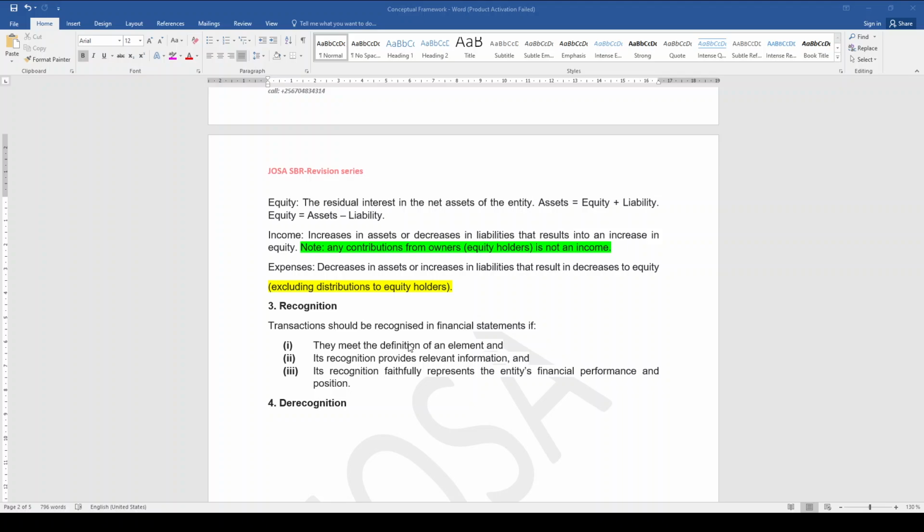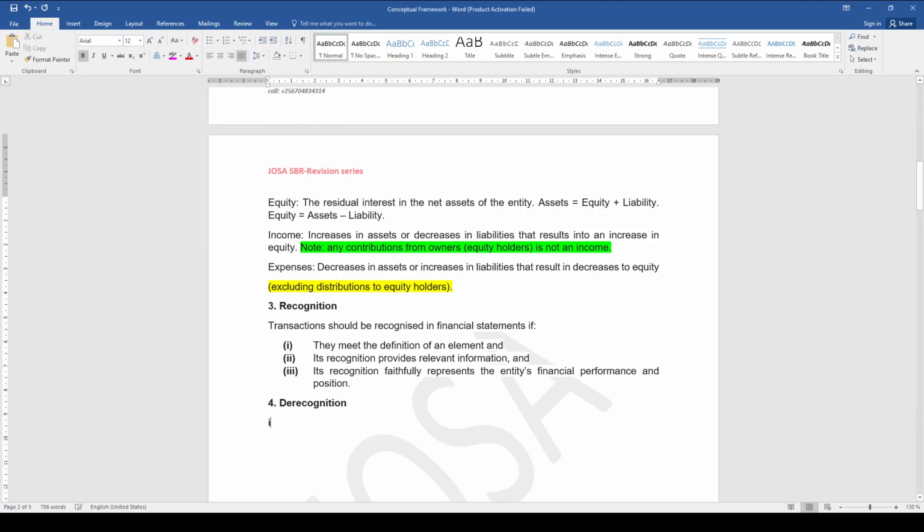If it's no longer controlled by the entity. Perfect. Once you have no control over that vehicle, maybe you've sold it off, okay, or you have transferred to another party through different arrangements other than sale, that's when you should remove such items from the financial statements.